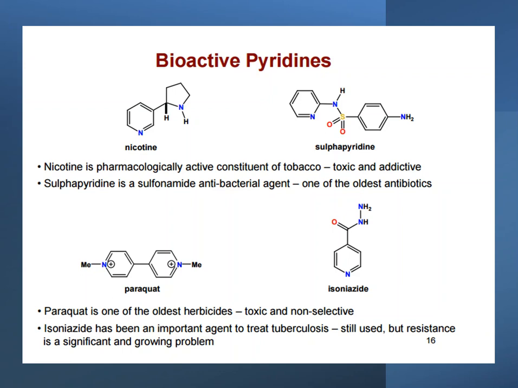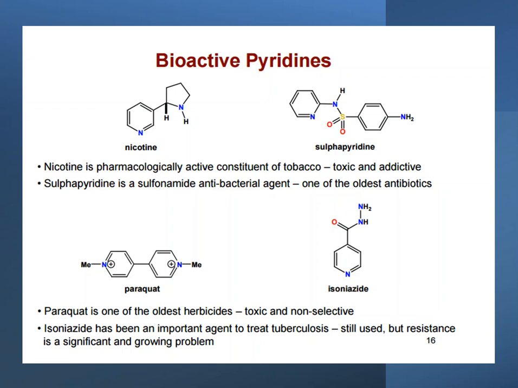It is also a major part of your sulfapyridine. Sulfapyridine is a sulfonamide antibacterial agent. It is among the oldest of your antibiotics. Paraquat is one of the oldest herbicides. It is an N-methyl pyridinium salt.